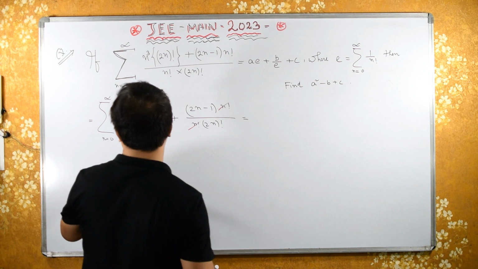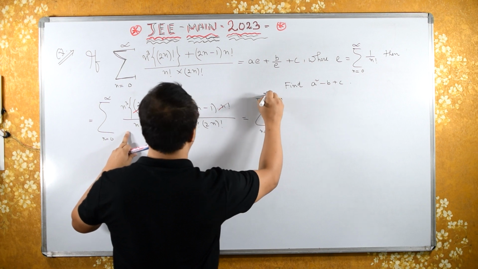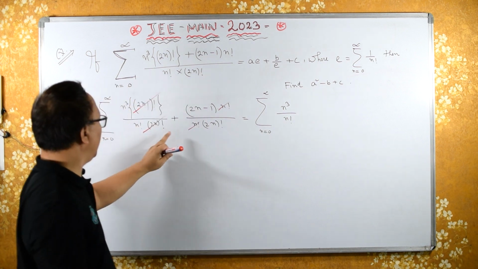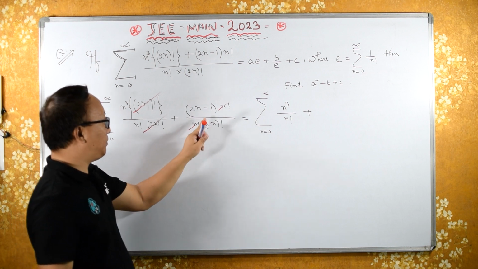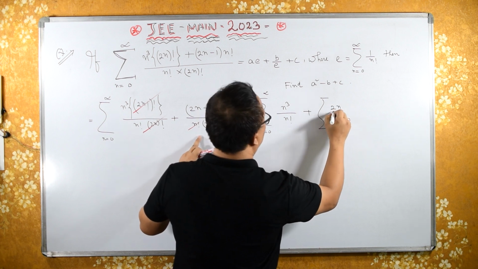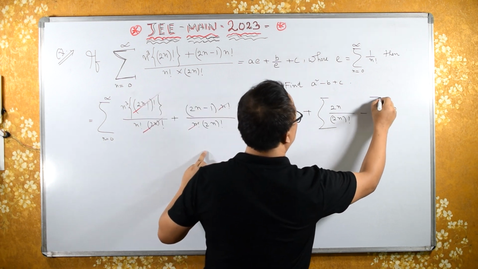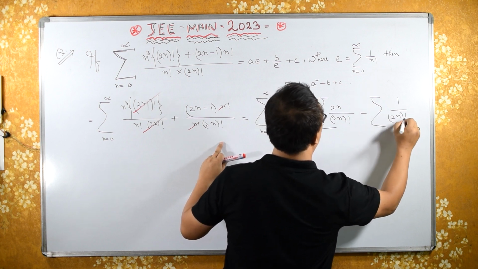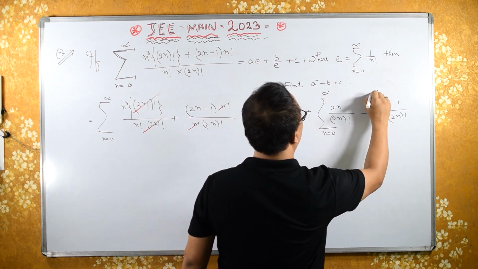This is the same as what? Let's separate the summation also. Summation n goes from 0 to infinity. Here we have n cube upon n factorial plus, here I have twice n minus 1 upon twice n factorial. Okay, let's separate this also. So summation twice n upon twice n factorial minus summation 1 upon twice n factorial. Here n goes from 0 to infinity, n goes from 0 to infinity.